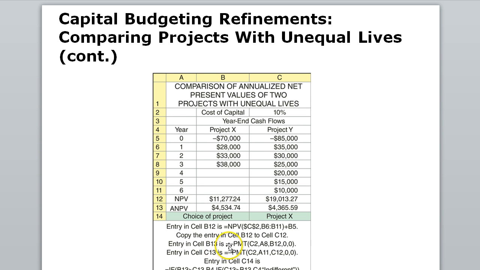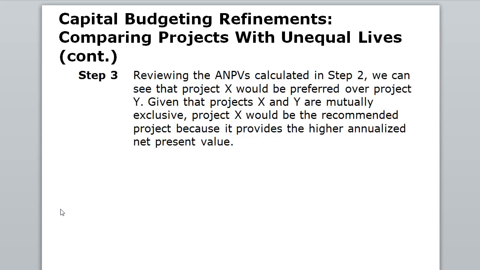And again, it's very simple to do this. We would use the payment function to calculate the cash flow of the annuity in the Excel spreadsheet. Again, we'll be doing this in the end of chapter problem work.